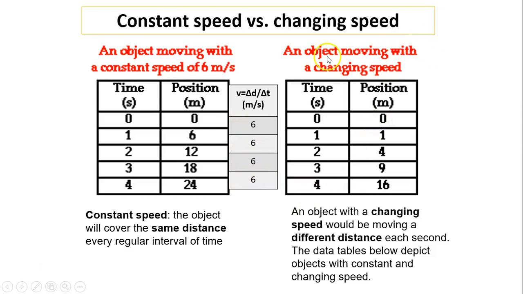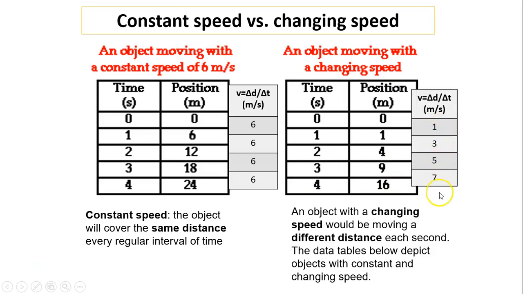On the other hand, an object moving with a changing speed covers a different distance each second. From 0 to 1 second, it only covers 1 meter. From 1 to 2 seconds, it covers 3 meters. From 2 to 3 seconds, it covers 5 meters. From 3 to 4 seconds, it covers 7 meters. Therefore, its speed is increasing. Speed is changing. Changing speed, constant speed.